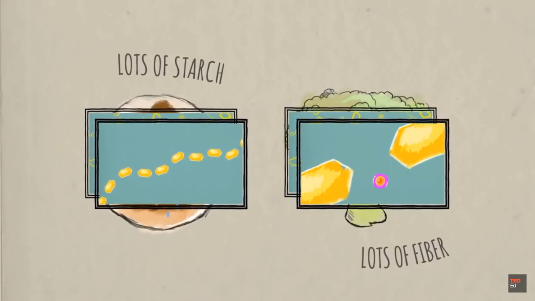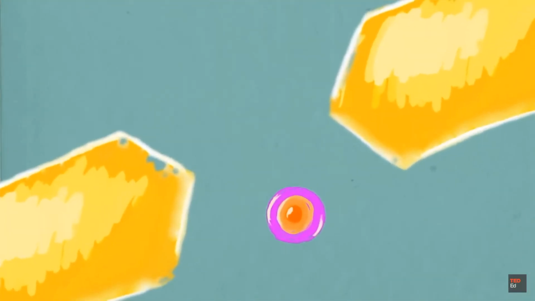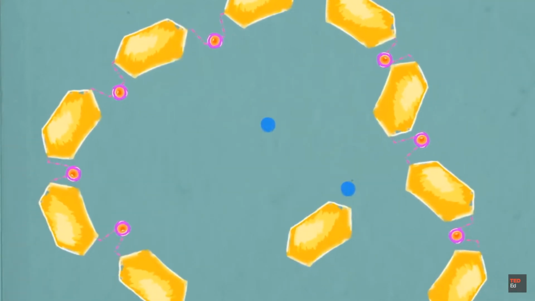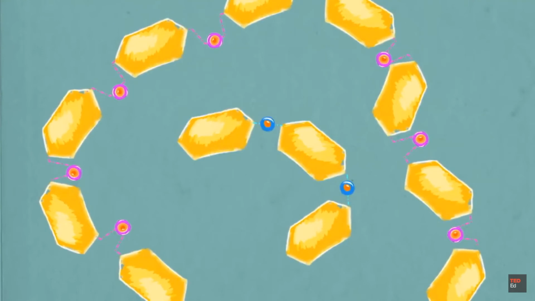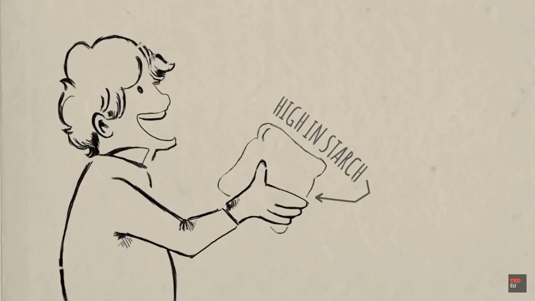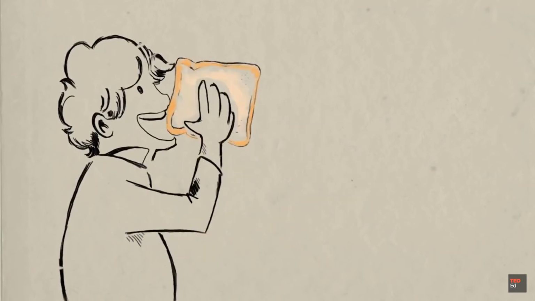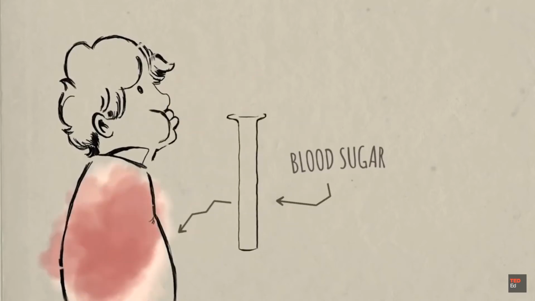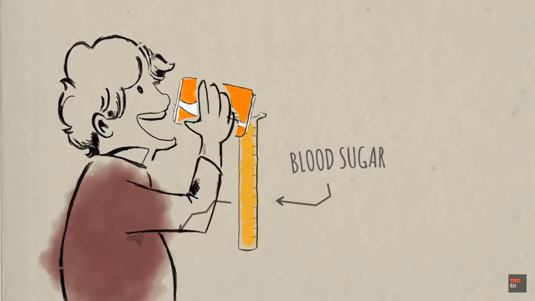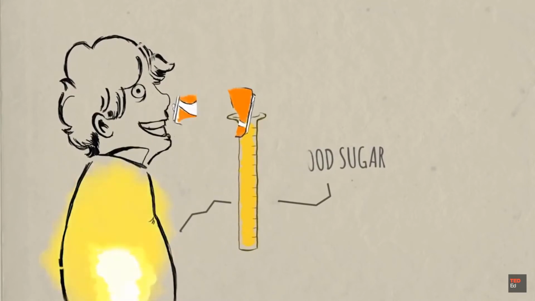But in fiber, the bonds between monosaccharide molecules are beta bonds, which your body can't break down. Fiber can also trap some starches, preventing them from being cleaved, resulting in something called resistant starch. So foods high in starch, like crackers and white bread, are digested easily, quickly releasing a whole bunch of glucose into your blood, exactly what would happen if you drank something high in glucose, like soda.